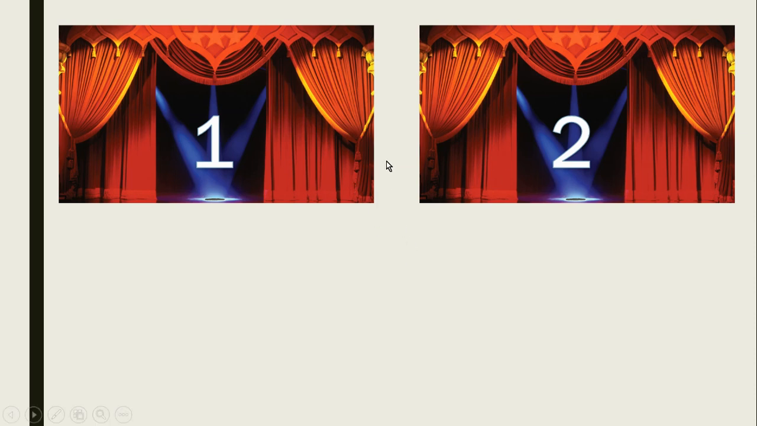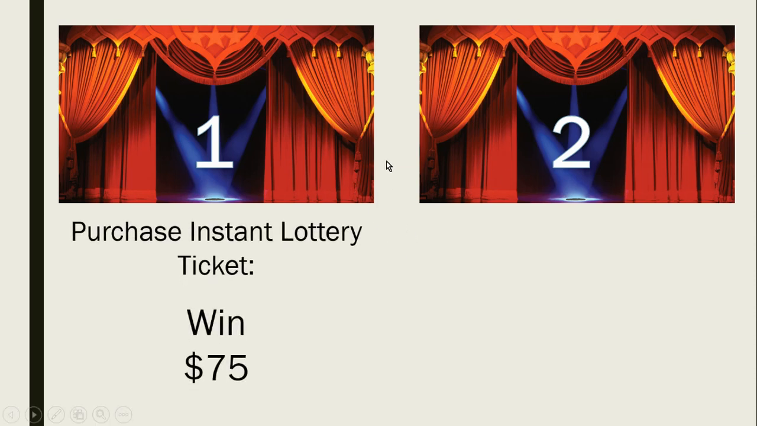Curtain number 1. Instant lottery winner. So in that deposits column, you'll see there's a blank right there for you. Put $75.